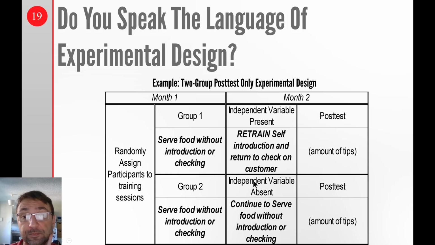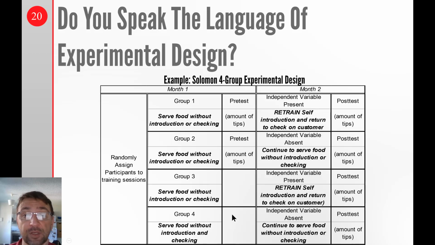This is one where we only have a post-test, so we don't have the pre-testing, and we don't have a measuring of the amount of tips after month 1. So it's a post-test only style. This is called a Solomon 4-group experiment. Basically what we do is it's the Solomon 4 group.